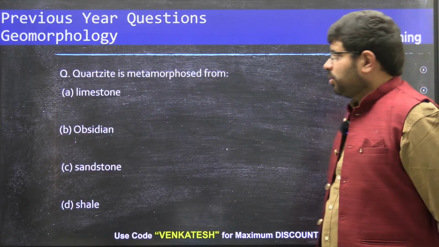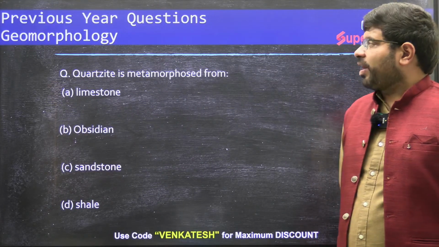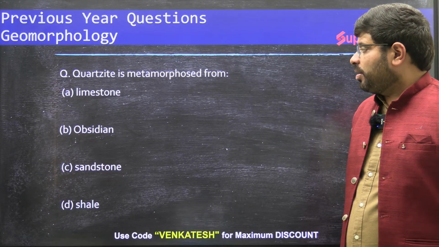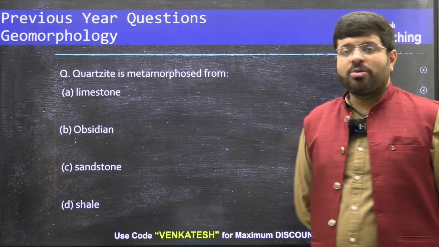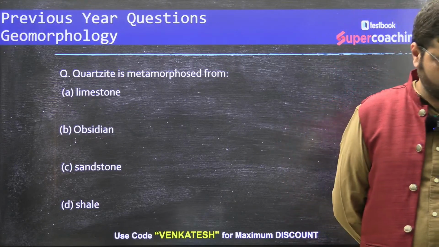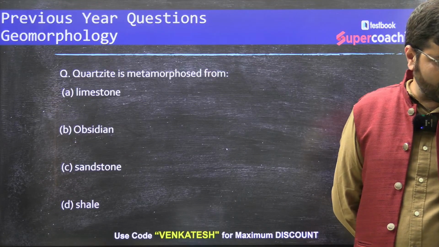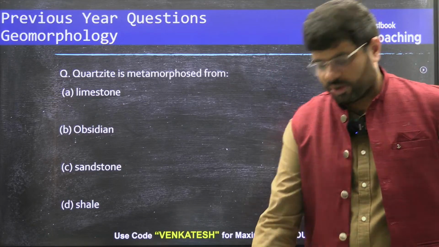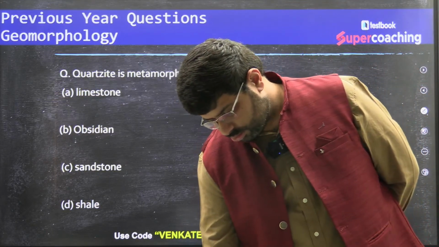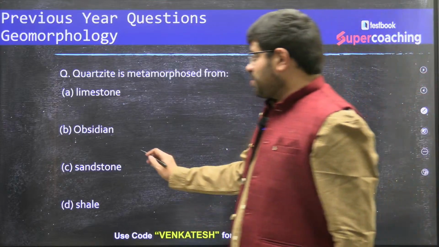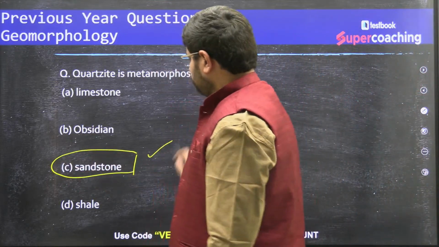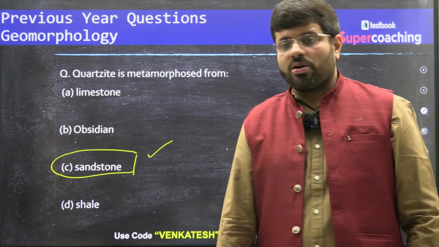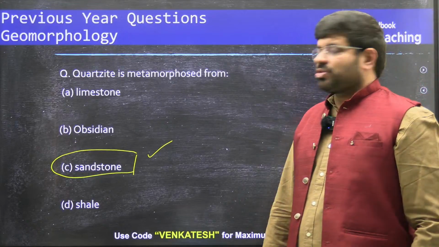Now, quartzite is a rock which has been metamorphized from which variety of rock? Which variety? It is metamorphized from which variety of rock? From sandstone. Quartzite is a rock which is metamorphized from sandstone.